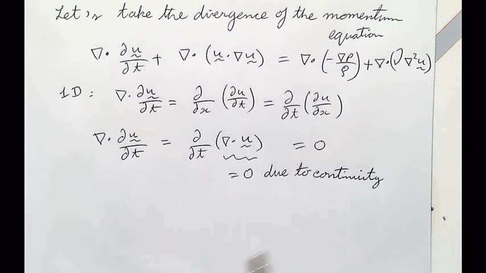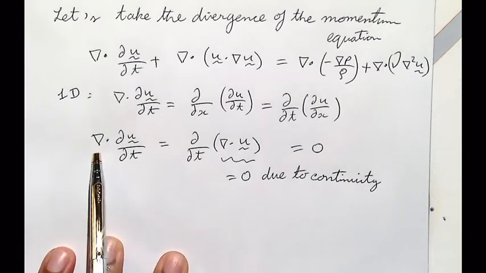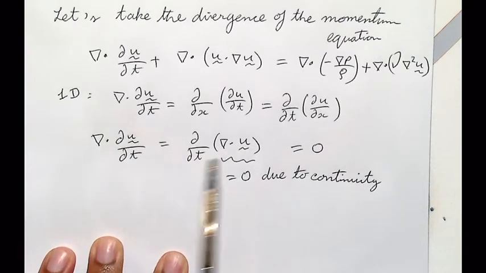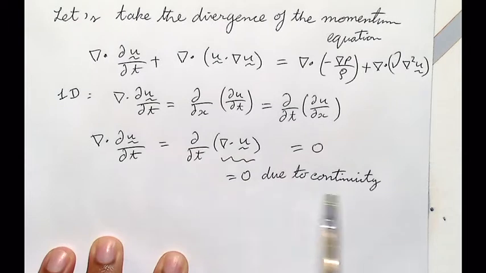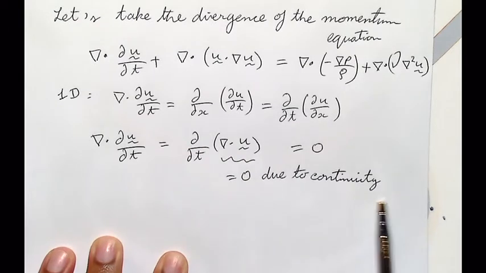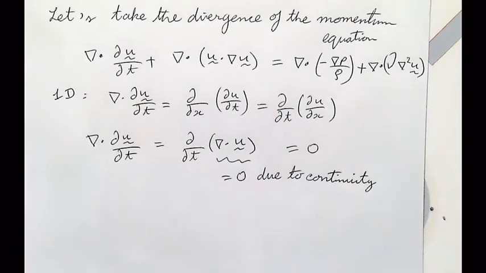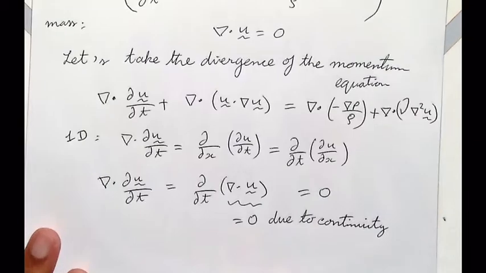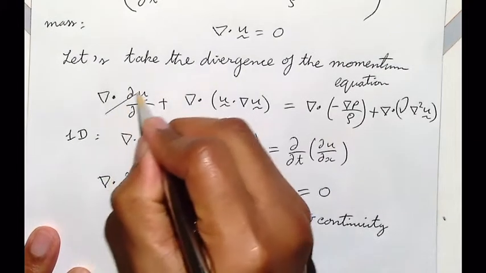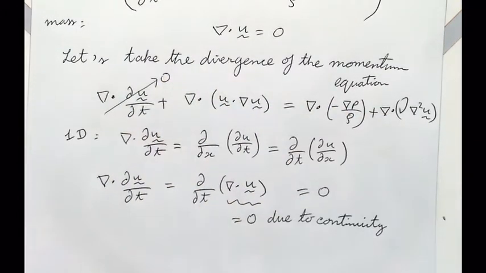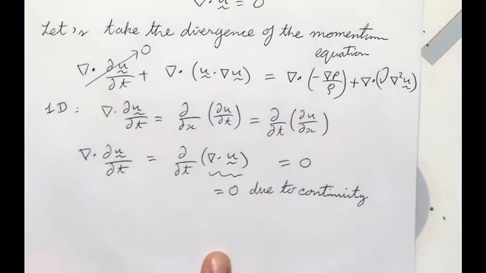Just in case that was hidden, that's what we did. We interchanged the derivative in space and in time, and this term is 0 by definition, conservation of mass. So the first term goes away. Okay. All right, let's look at the last term now.